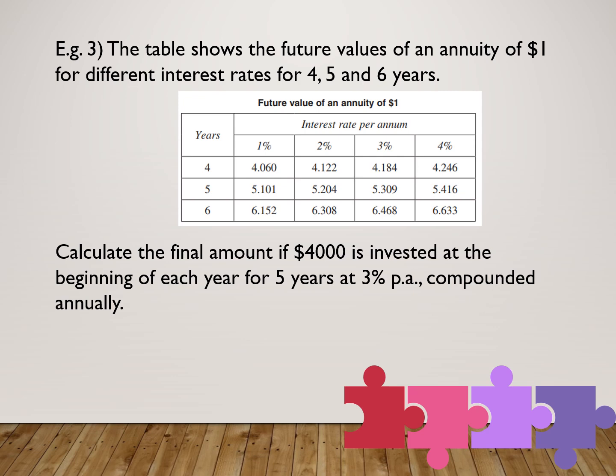Our third example is an annuity. So this is when we make regular contributions. So these are annuities of $1. So $1 invested every year or month or whatever it happens to be.